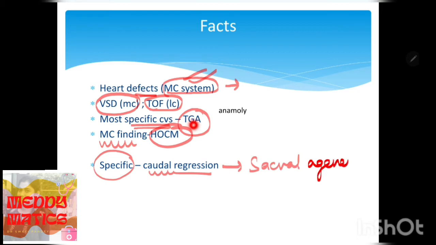So the most specific serious cardiac disease is TGA, that is transposition of great arteries, and the most specific overall is caudal regression. The most common system involved is CVS over CNS. But if we talk about something specific, then caudal regression is the more specific congenital malformation to occur.